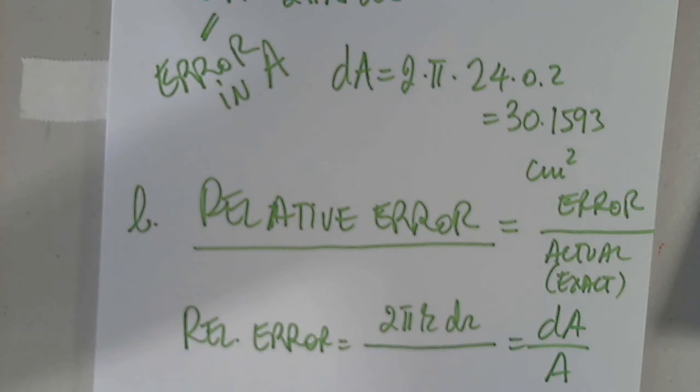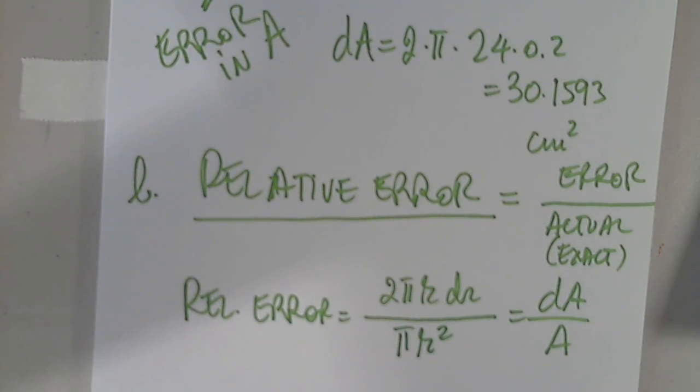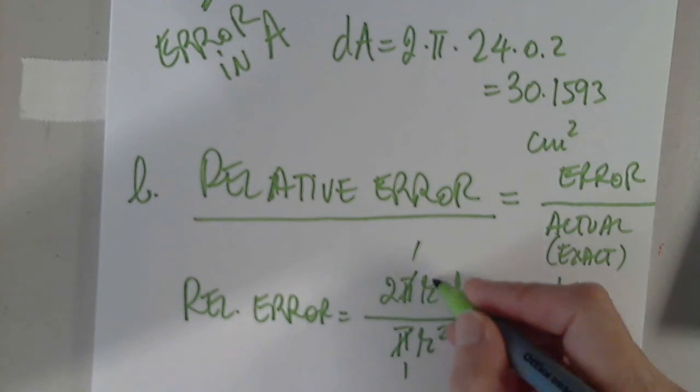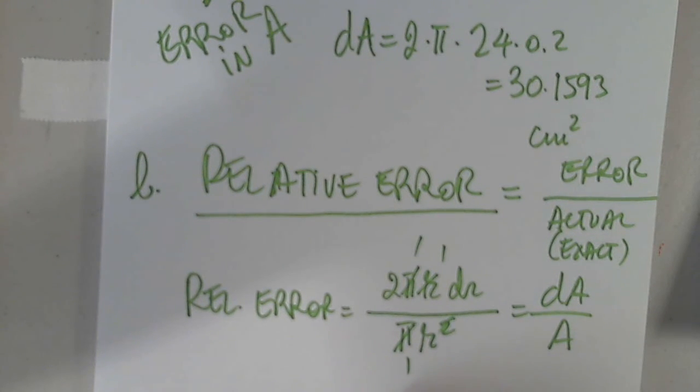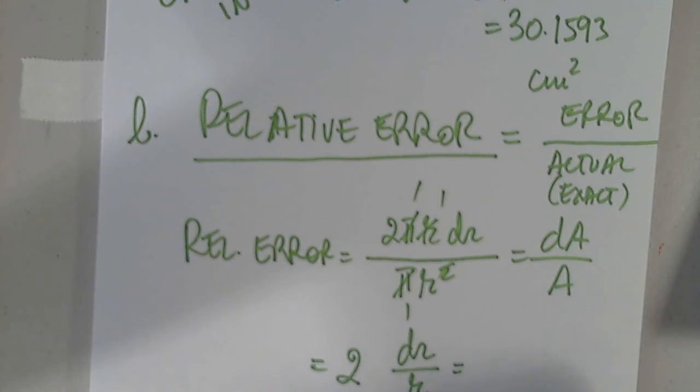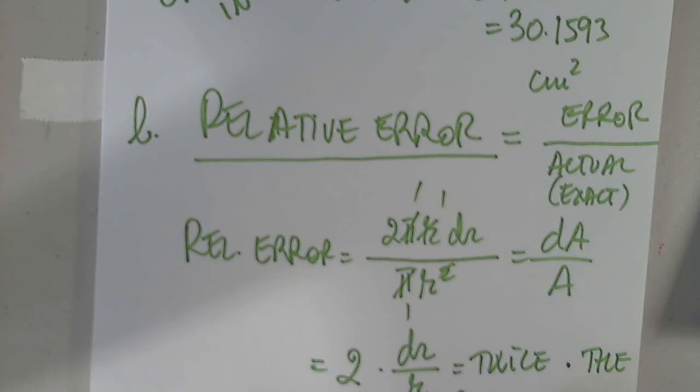I just started replacing it and it's not good. I want you to see this first. Is the error over the actual, or the exact area. And this is pi r squared. They also want us to calculate that. I will always write it like this because I can simplify. So this is basically 2 times dr over r, which is twice the relative error in the radius.